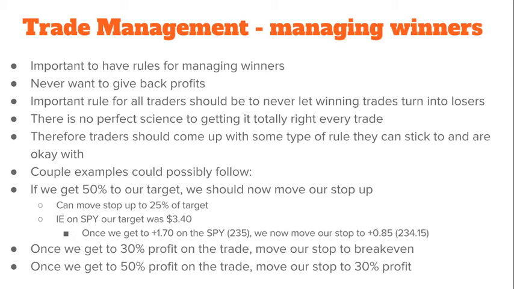If you want to give it less cushion and you want to make sure you take more profits, you could say $1.25 instead of 85 cents. If it's $1.25, then if it moves down 45 cents, you're going to take your profits, if that makes sense. Another quick example could be: once you get to a 30% profit on the trade, move your stop to break even. Once you get to a 50% profit on the trade, move your stop to 30% profit. So there's another example, just using percentage gains.